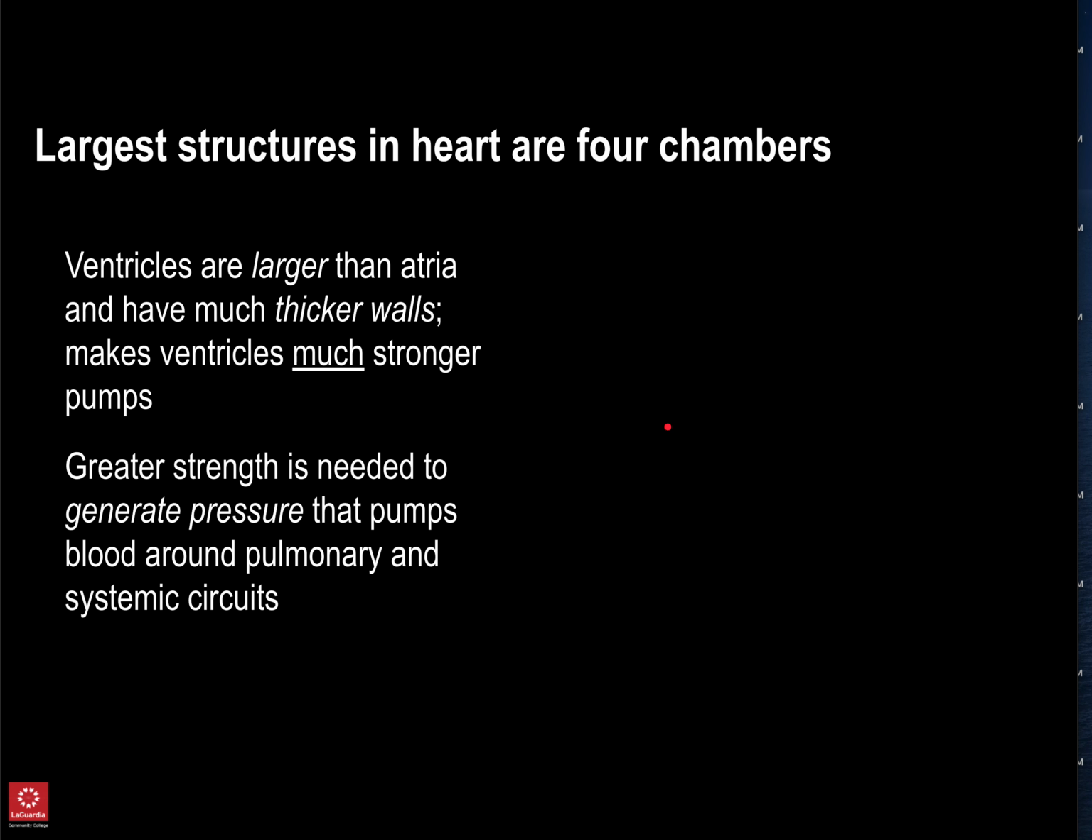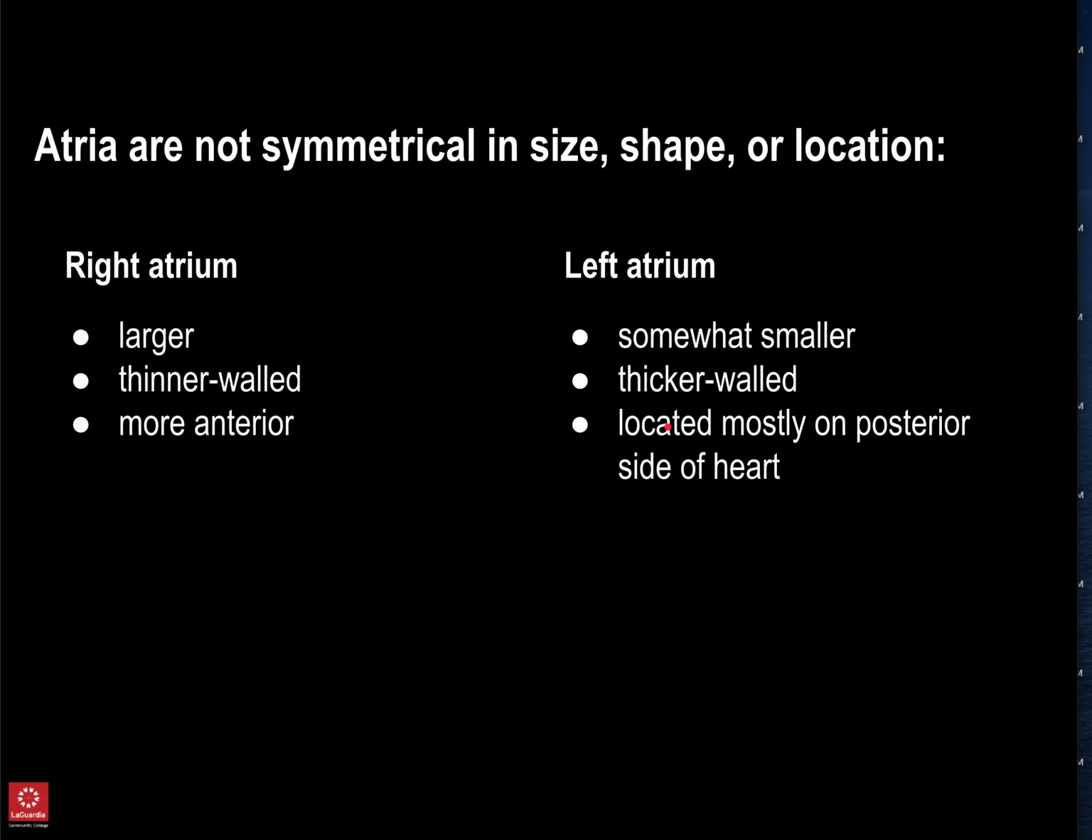And the largest structures in the heart are the four chambers. The ventricles are larger than the atria, and they have much thicker walls. This makes ventricles much stronger pumps. There's greater strength needed to generate pressure that pumps the blood around the pulmonary and systemic circuits.